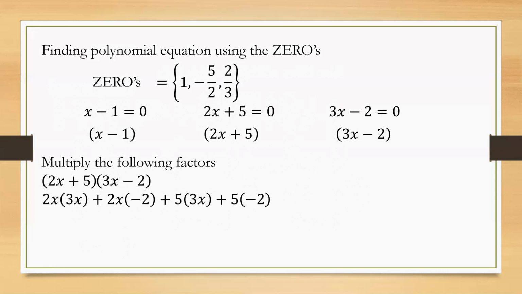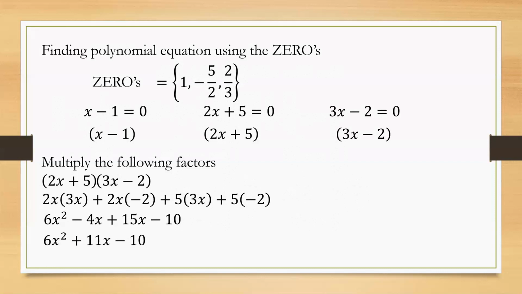Okay, so 2x and 3x. So this is 2x times 3x, 2x times negative 2, 5 multiplied by 3x, 5 multiplied by negative 2. So I have 6x squared, and then 2x times negative 2 is negative 4x. 5 times 3x, I have 15x. And 5 multiplied by negative 2 is negative 10. So since negative 4x and positive 15x, magkaiba ng sign, I took the larger sign, which is positive, and subtract 15 minus 4. So I have now 6x squared plus 11x minus 10. Okay, I hope that is clear to you.